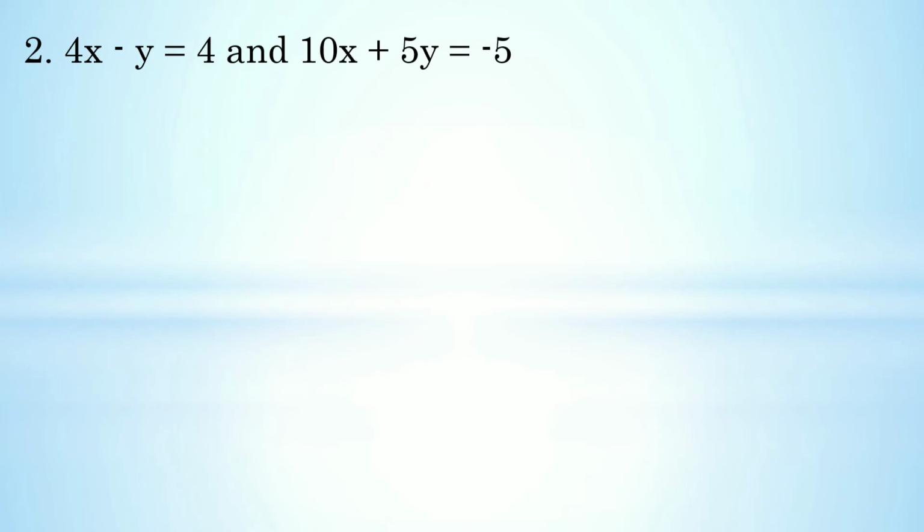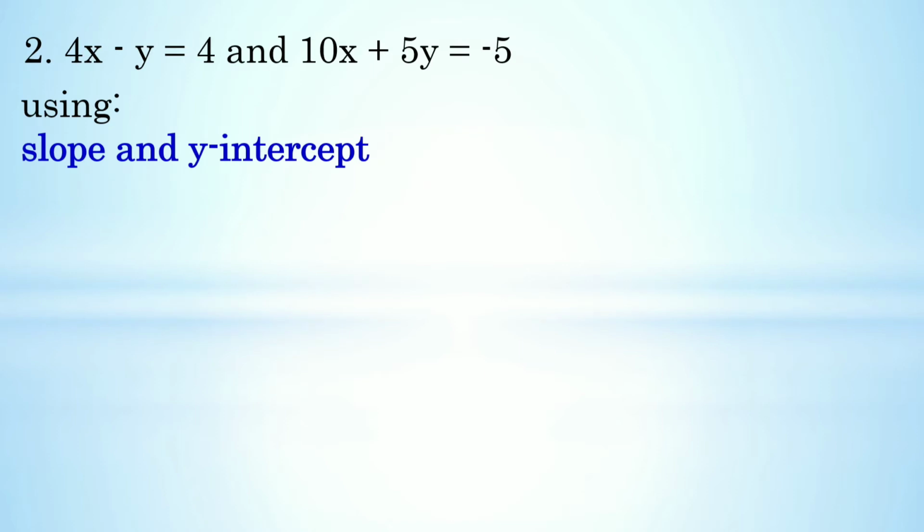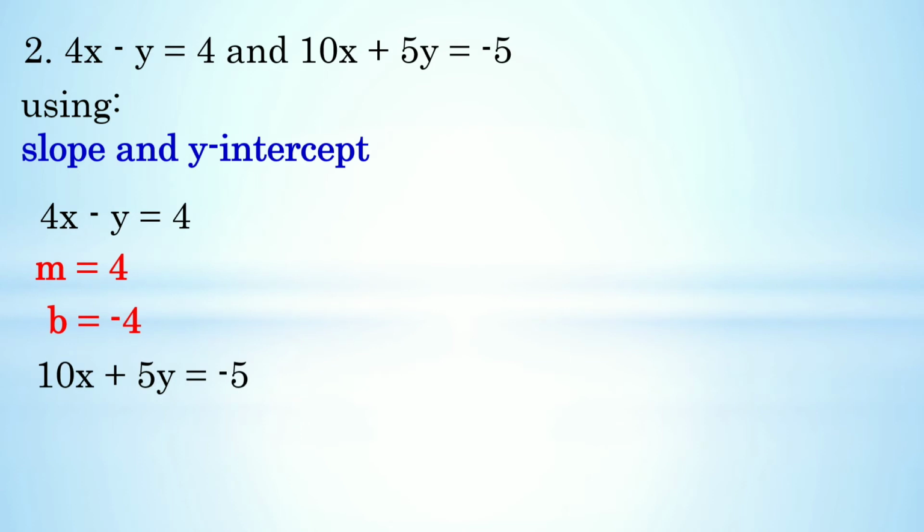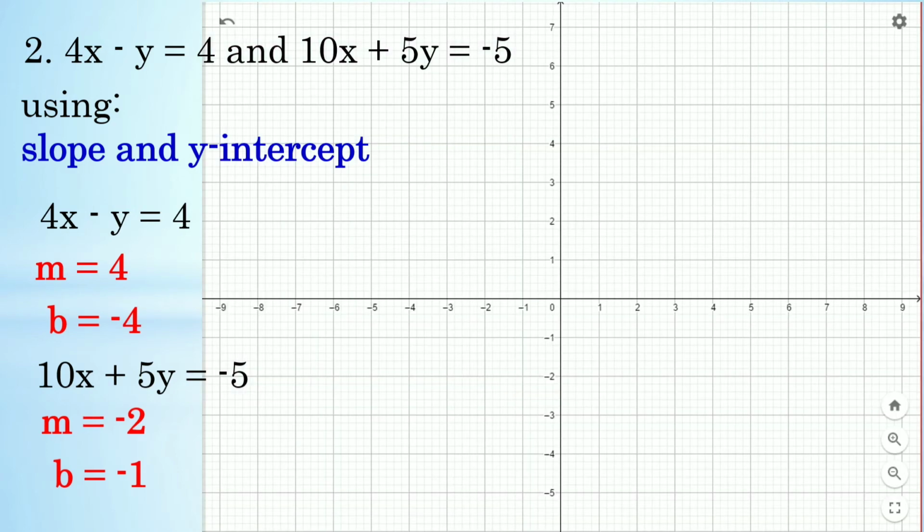Number 2, we have 4x minus y equals 4 and 10x plus 5y equals negative 5. So, gamit lang tayo ng slope and y-intercept. Sa ating first equation, ang ating slope ay 4 at ang ating y-intercept ay negative 4. So, sa second equation natin, ang slope natin ay negative 2 at ang y-intercept natin ay negative 1. So, i-plot natin siya. So, sa ating first equation, ang ating y-intercept ay negative 4. So, yan siya.